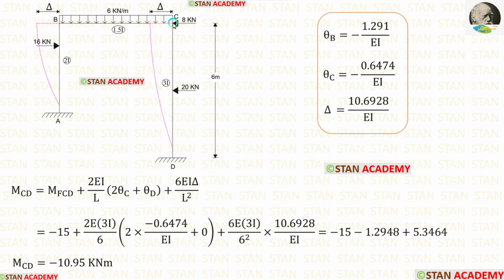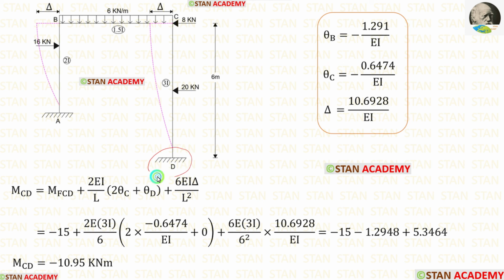Now let us make the slope deflection equations in the column CD. First, let us make for MCD. Since the column CD is subjected to sway, we have to add the sway moment with the equation. Let us apply the fixed end moment. Length of column CD is 6 meter. Let us apply that. The moment of inertia for the column CD is 3I. So instead of I, we have to apply 3I.